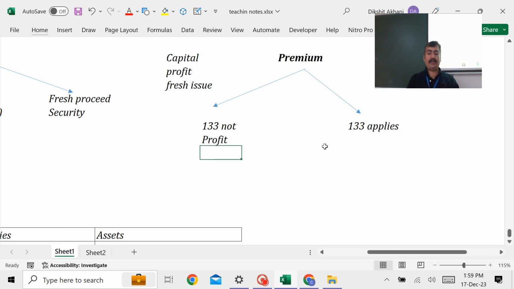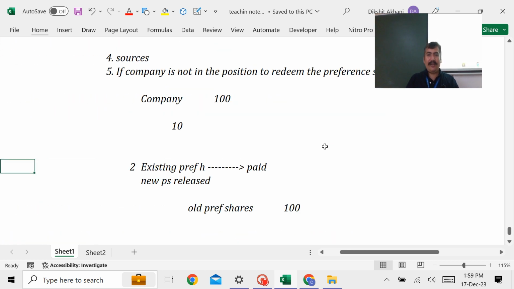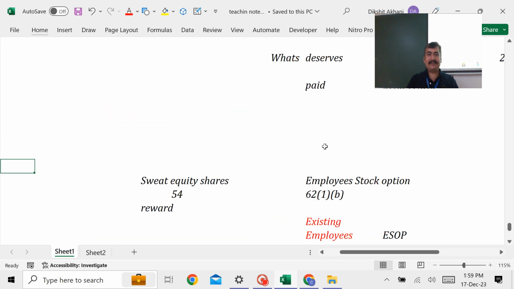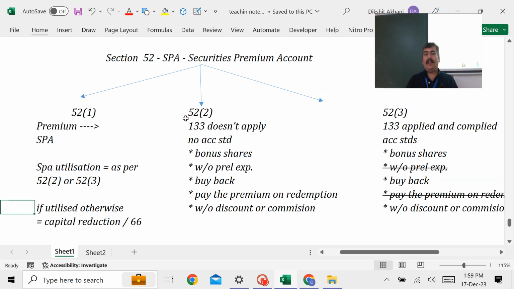or security premium account. So yesterday we tried to understand, look at, मैं अभी आपको इसी क्लास में बता दूं. देखो ऑनलाइन के ये मजा है. हाँ याद आया कुछ? If 133 doesn't apply, you can use the security premium account to pay the premium on redemption. अरे भाई कल ही किया था इस चीज को. But it is not available if 133 is applicable.